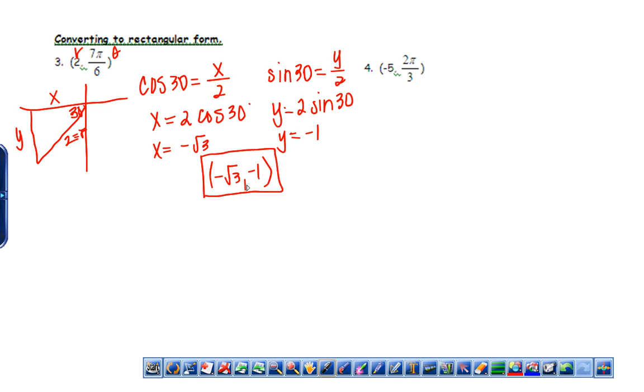Again, I'm going to give the answer to this one, and I want you to go through and try to find it. I found my x value to be 5/2 and my y value to be -5√3 over 2. And I really want to see y'all work this out.